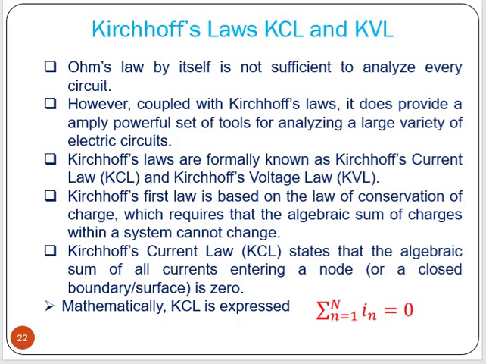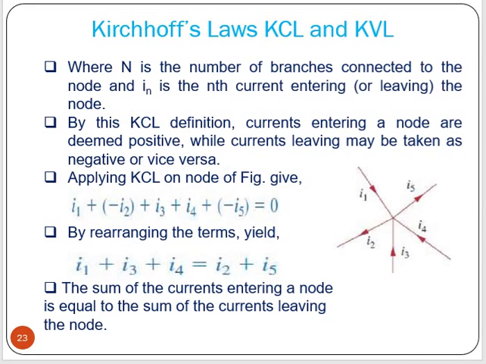Now, Kirchhoff's first law is based on the law of conservation of charge, which requires that the algebraic sum of charges within a system cannot change. So Kirchhoff's law states that the algebraic sum of all currents entering a node is zero. So the summation of currents at a node is equal to zero. Now let us take an example. Say this is a node where these five branches are connected together.